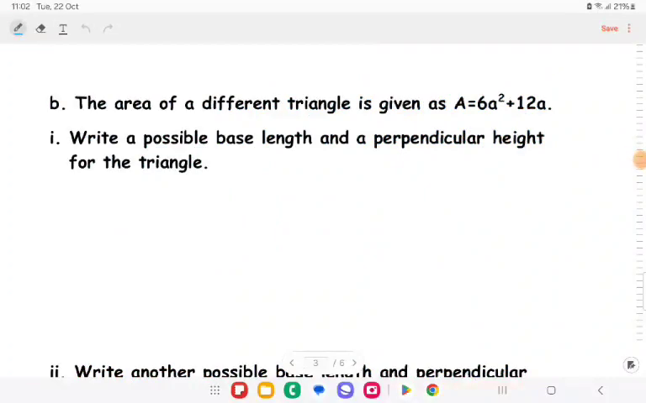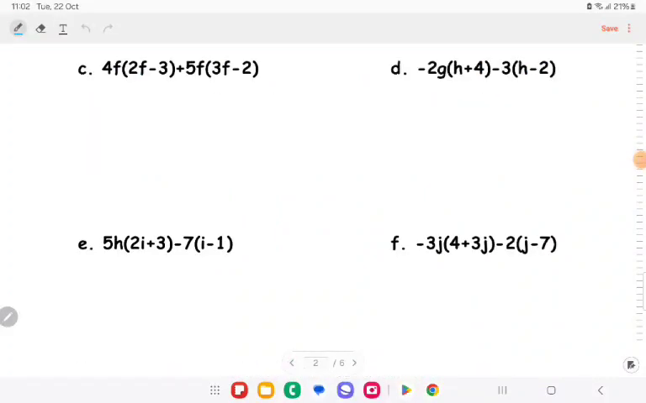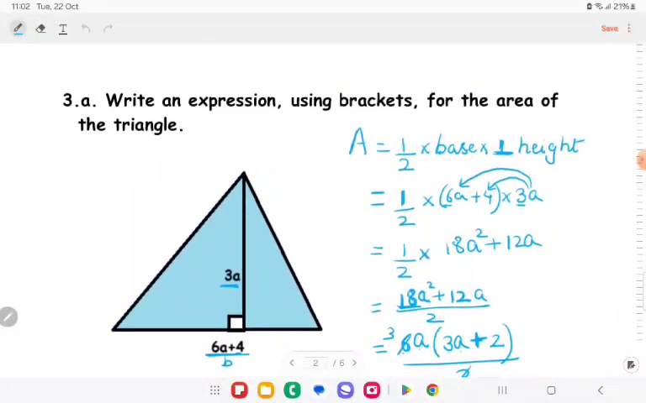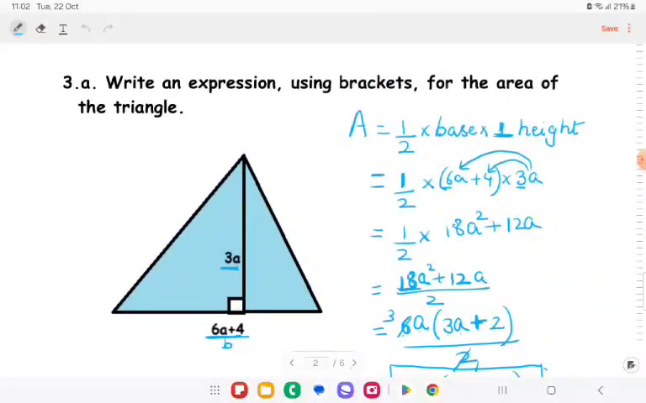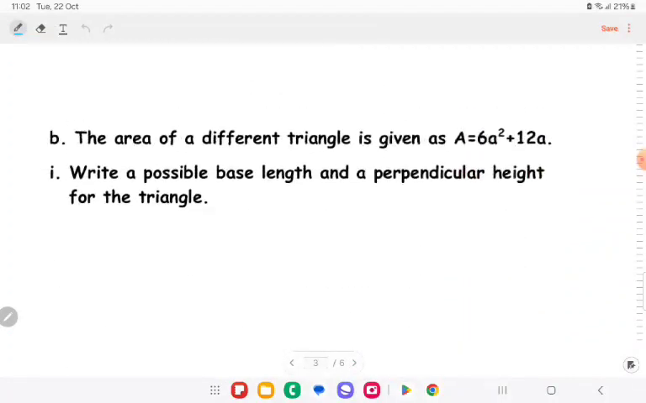Here's a continuity of the previous sum. Okay. So, here we've already given the expression saying that the area is 6a square plus 12a. Write a possible base length and a perpendicular height for the triangle. So, let's write down the area of a triangle again. Area is equal to half into base into perpendicular height.